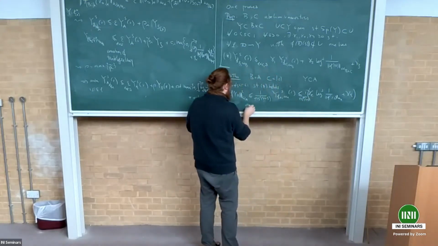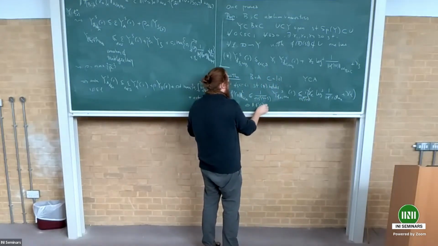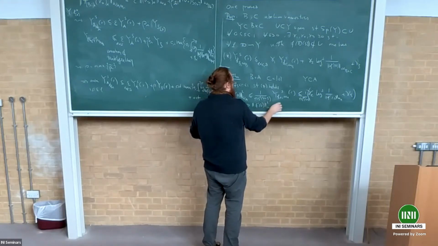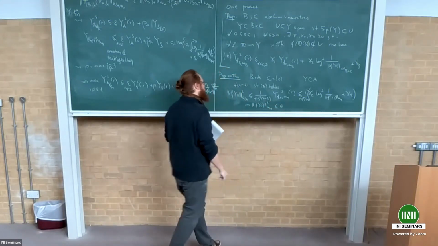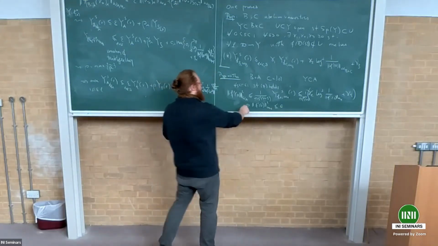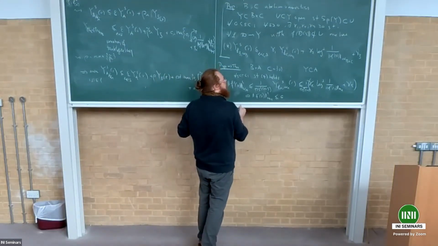And so this implies that f prime omega a is less than some constant c, which is independent of f. And so this is exactly what allows you to conclude.